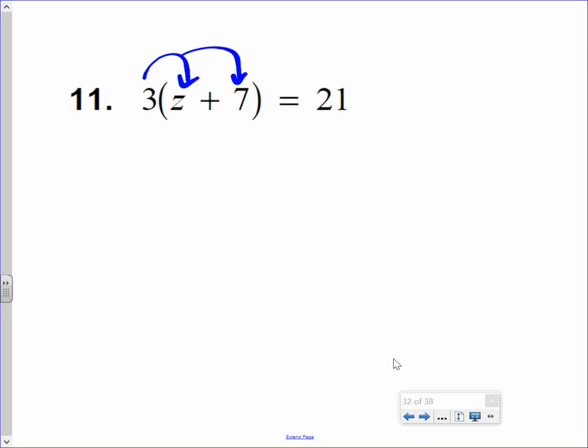So remember, assignment 1 and quiz 1 was distributive property. So let's see. 3 times z is 3z. 3 times 7 is 21, equals 21. Castillo, can you read step 2 now?